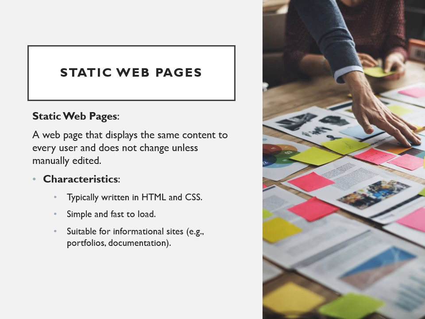Static web pages. We said from the initial slide that a static web page displays the same content to every user and does not change unless it's manually edited. So that was what I said, that content remains the same. An example of a static web page is About Us. Normally, About Us is a page whose content remains the same. It just displays information about that particular organization. So typically it's static and it has certain characteristics.